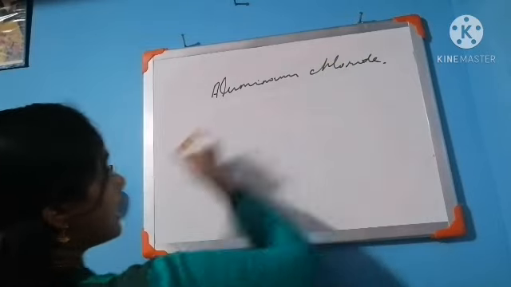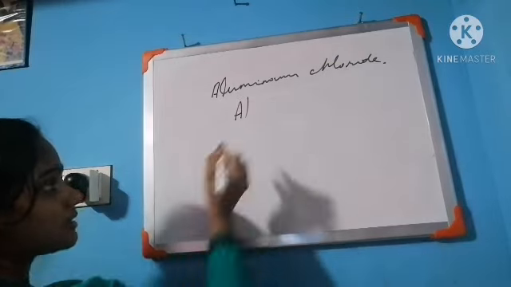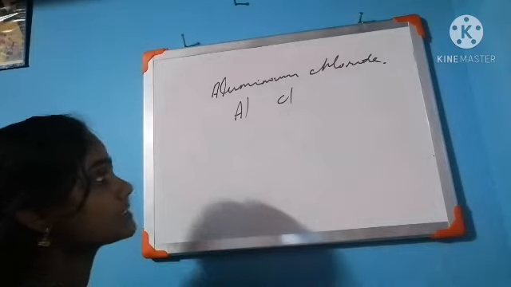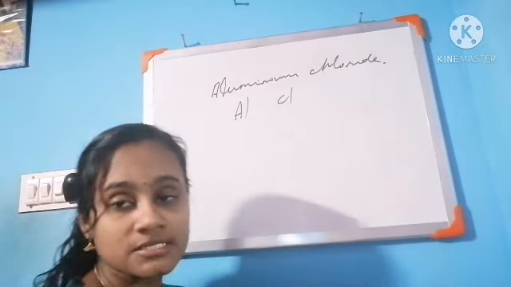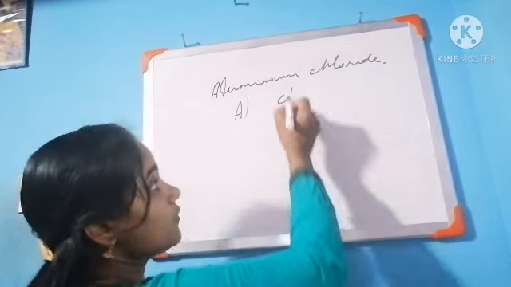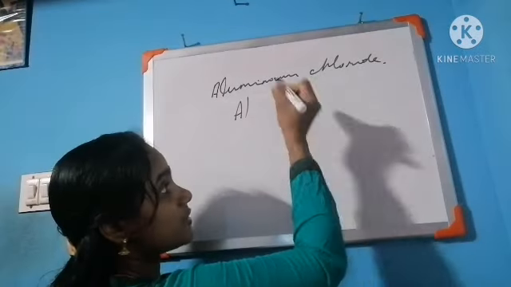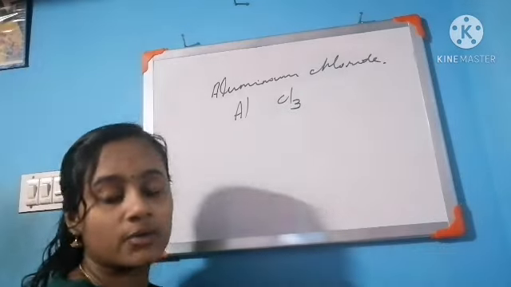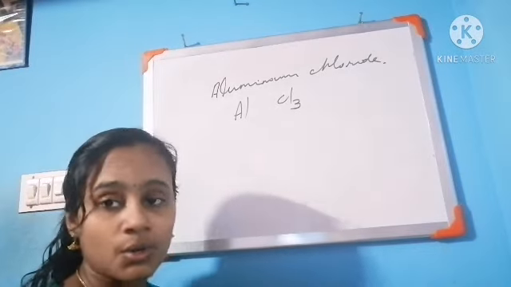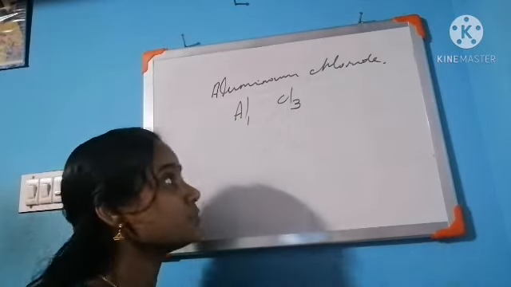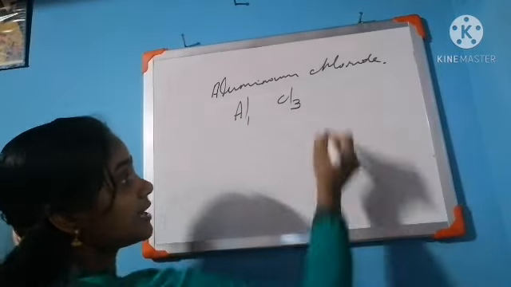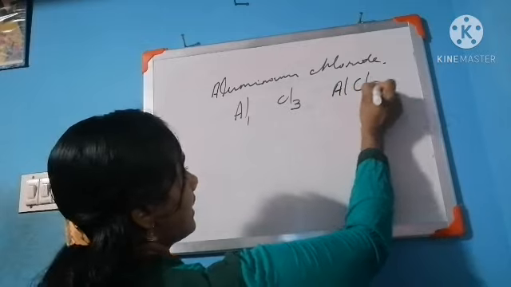Aluminium chloride. Aluminium is Al, chloride is Cl. What is the valency of aluminium? 3. We should write it under the subscript of chlorine. What is the valency of chlorine? 1. We should write it under the subscript of aluminium. So we get the formula of aluminium chloride, AlCl3.